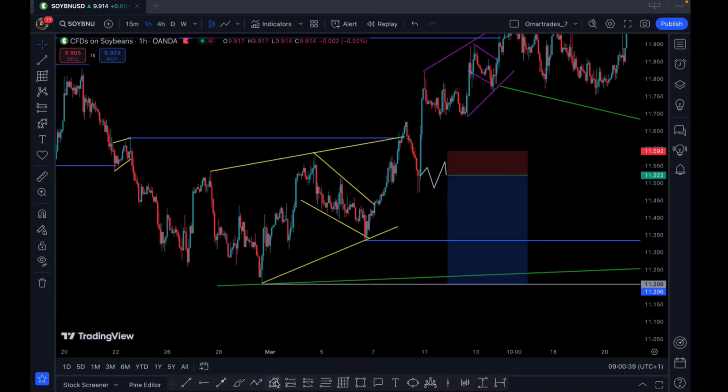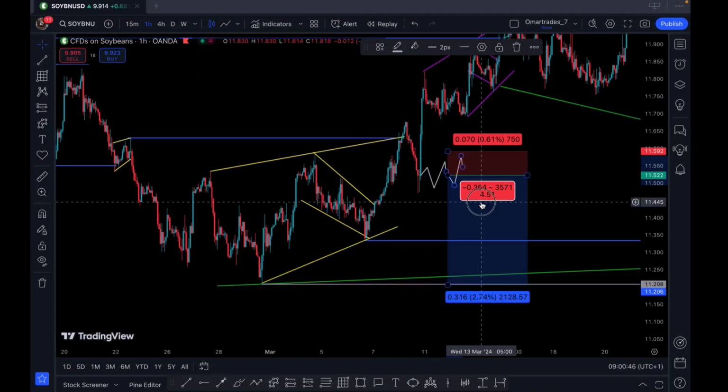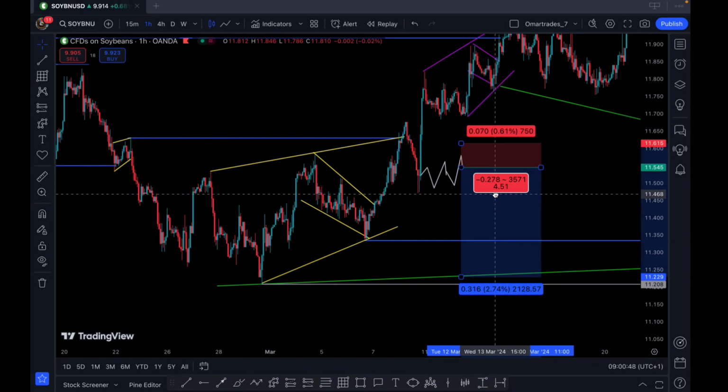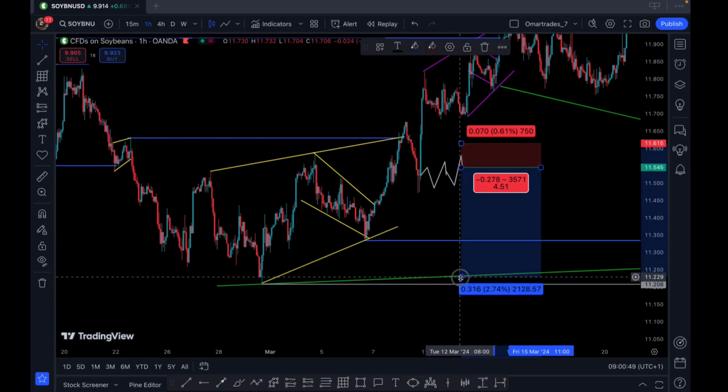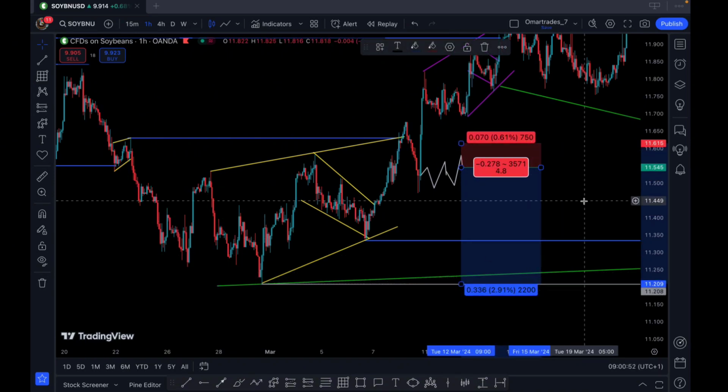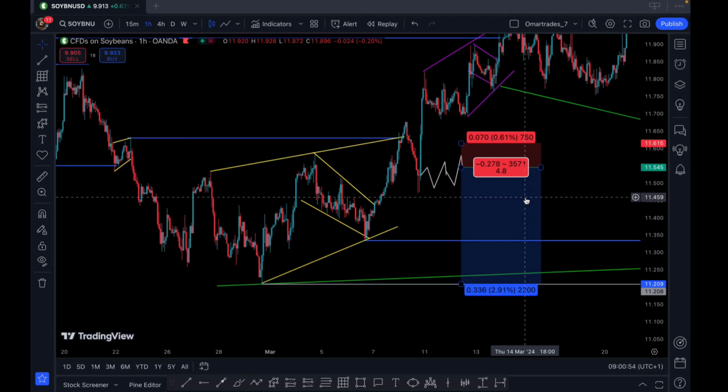However, if you didn't get type B and you instead get type A setups, let's say something like this, you can still take the entry around there, still have your stop loss around the same place, and then the target will be 4.7. So that would be how you approach this type of setup.